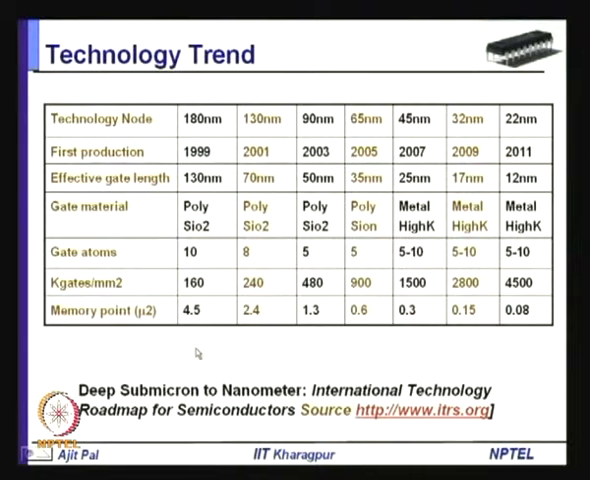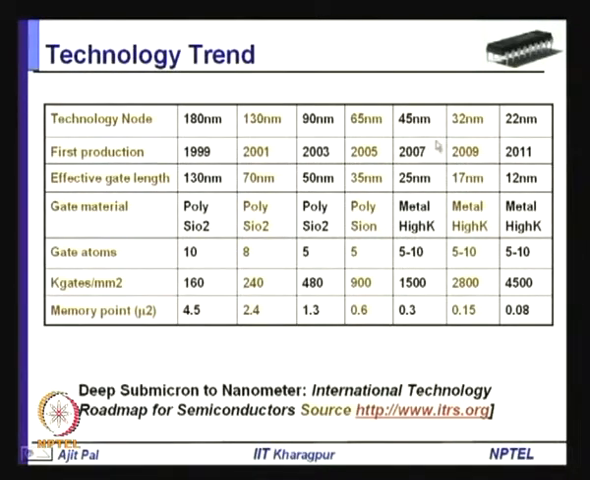this is the trend which has been predicted by the International Technology Roadmap for Semiconductors, in short ITRS. You can get it from their website www.itrs.org, and as you can see, over the years the technology node is changing, that means the device size is changing. In 1999 it is 180 nanometer, then 2001 130 nanometer, 2003 90 nanometer, 2005 65 nanometer, 2007 45 nanometer, 2009 32 nanometer, and 2011 22 nanometer.